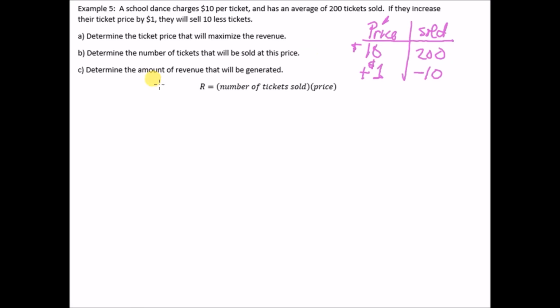Before we even get into A, I'm going to show you how to set up a revenue equation. Revenue is the number of tickets sold times the price. That's how much money you're going to generate. For example, if the price per ticket is $100 and you sold 7 tickets, that's 7 times 100, which is 700. So let's put in brackets the number of tickets sold, which is 200.